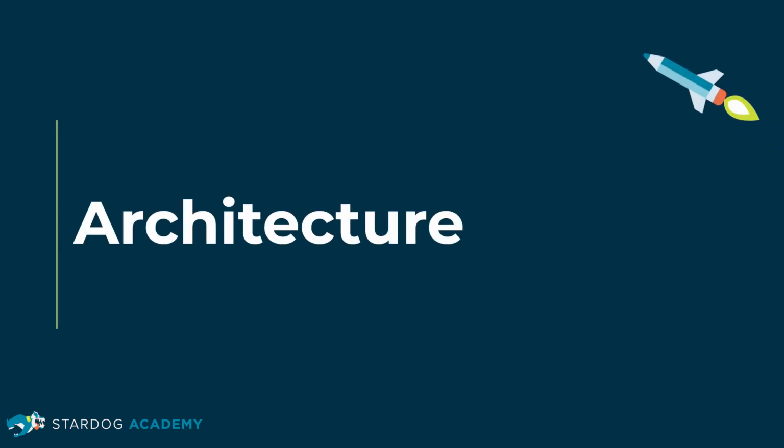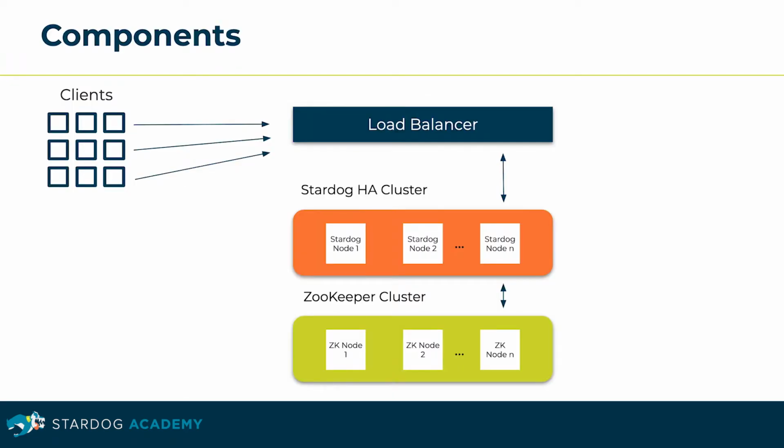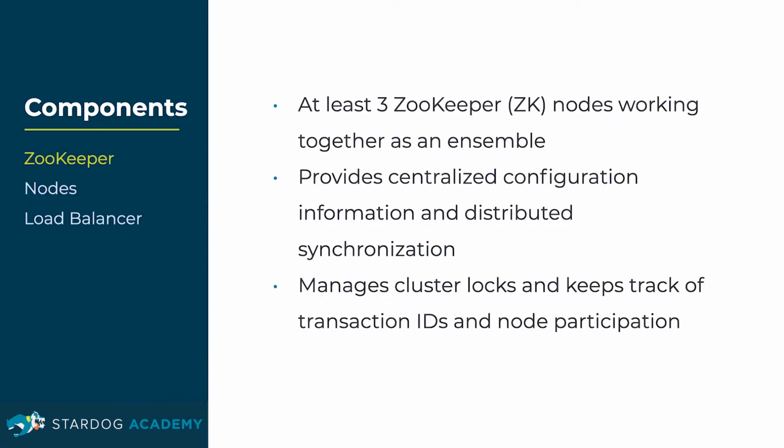This begins the section on architecture. A Stardog cluster is made up of several types of components. Let's talk about them. First, we have Zookeeper nodes. There will be at least 3 Zookeeper nodes within a Stardog cluster, and they act together as an ensemble to provide centralized configuration information and distribute synchronized data updates throughout the cluster. They also manage our cluster locks and keep track of transaction IDs and node participation in the cluster.